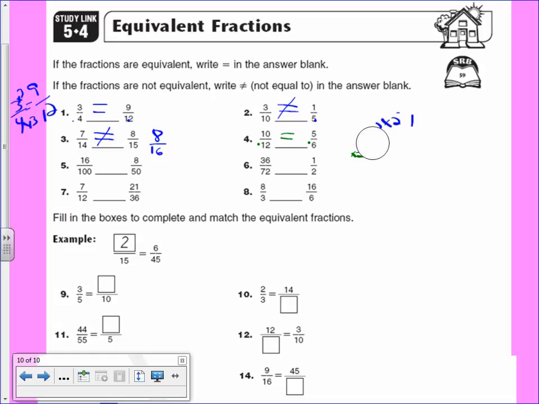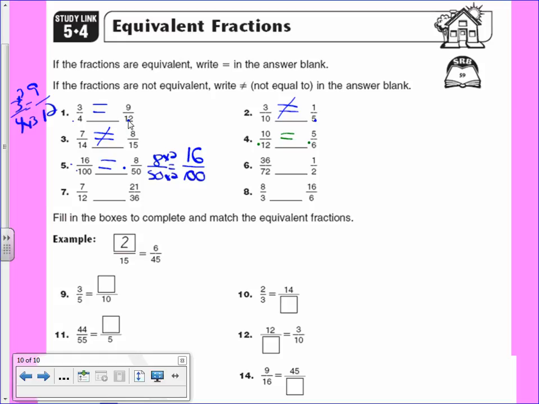Give myself a little room over here to work with. Next problem. 16/100 equals the same, or it doesn't equal the same as 8/50. Well, what's my common denominator? I have 100 and I have 50. What number do they both go into? They both go into 100. So I'm going to change 8/50 into a fraction with 100 in it so I can compare it to this fraction. 50 times 2 is 100. 8 times 2 is 16. So 8/50 is the same as 16/100.